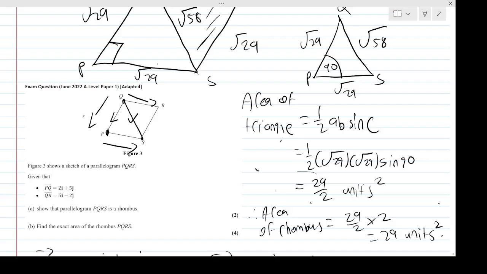So that's it for this section. Hopefully you've seen how we can tackle the various types of geometric problems with vectors. So I'll see you next time.